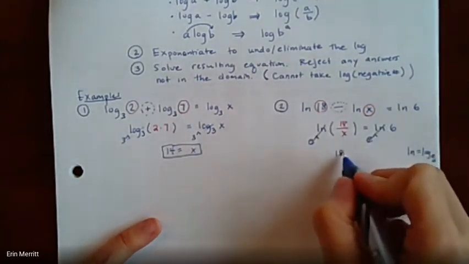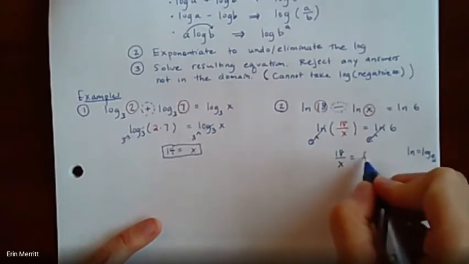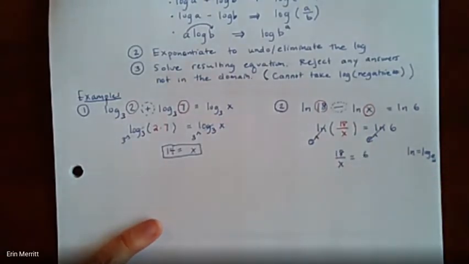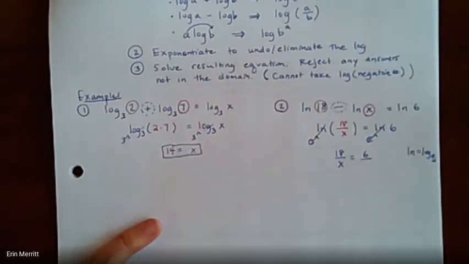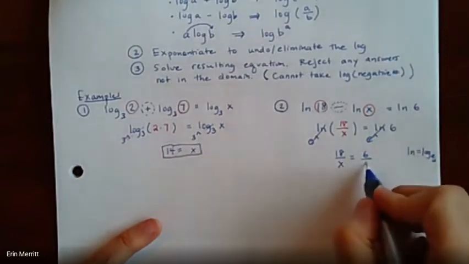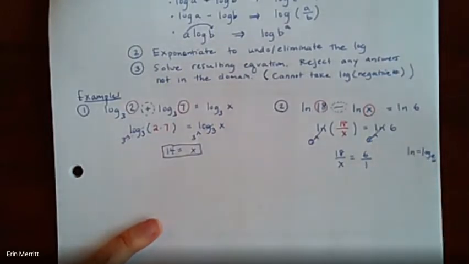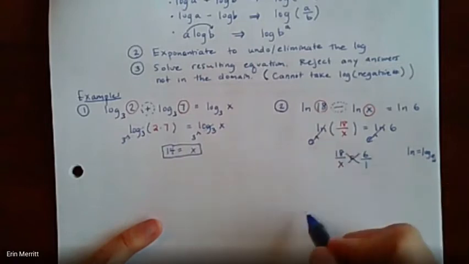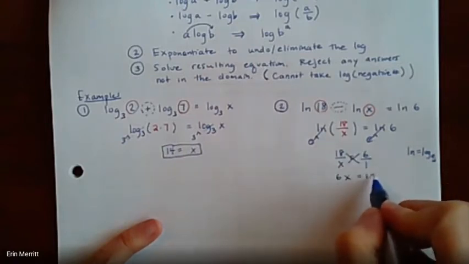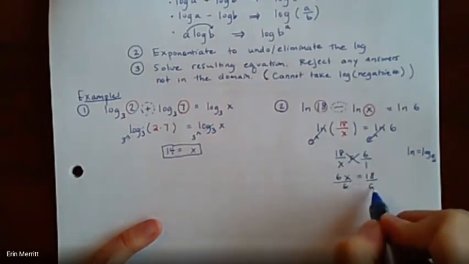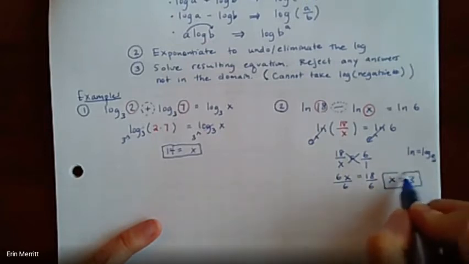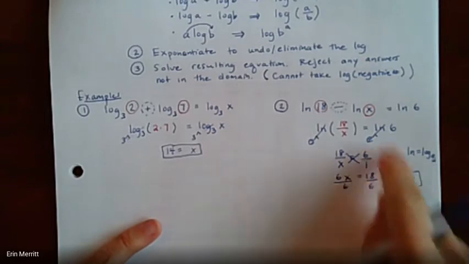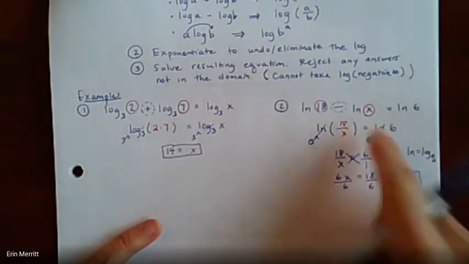And so I get 18 over x equals plain old 6. There's a lot of ways to finish this one out. To me, when I see one side as a fraction, I like to make the other side a fraction by just throwing it over 1, and then I can cross multiply and finish. So when you cross multiply, you get 6x equals 18. It's really quick to see that x is equal to 3. And then same thing, that's positive, it's not going to be a problem.